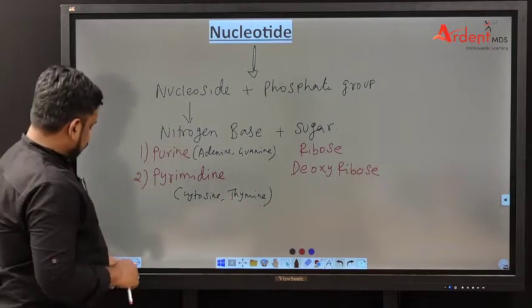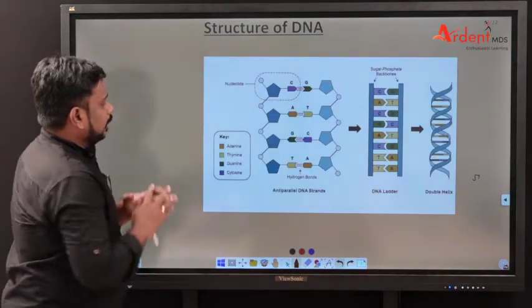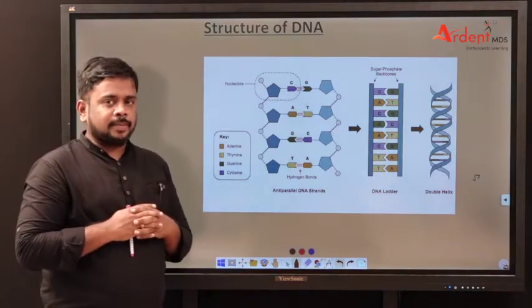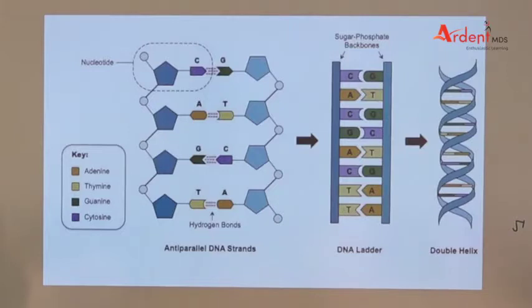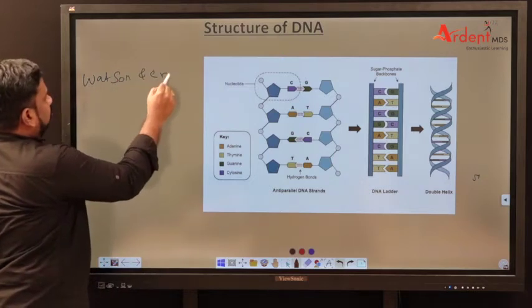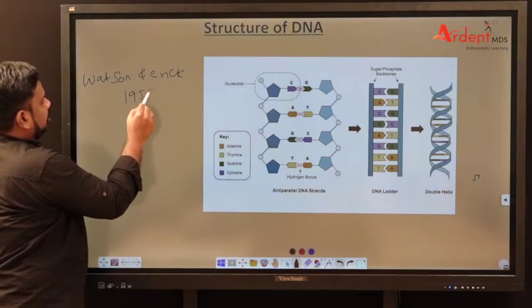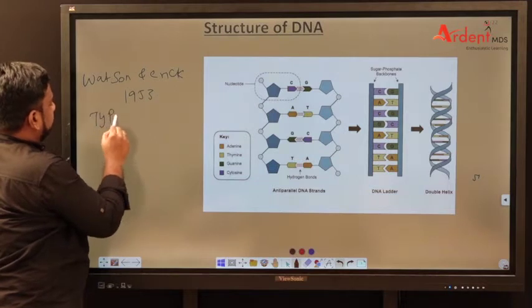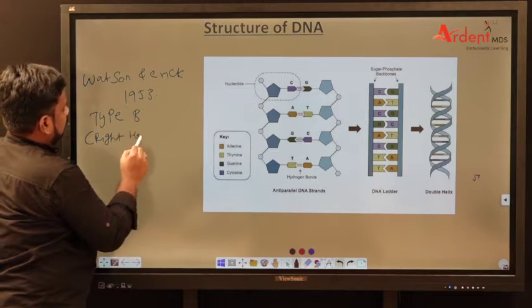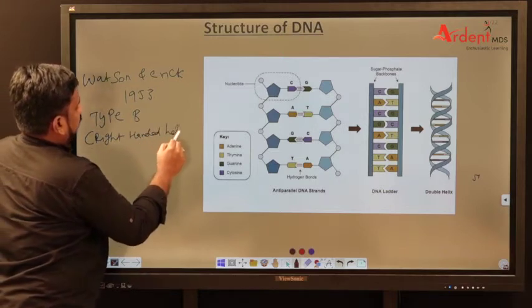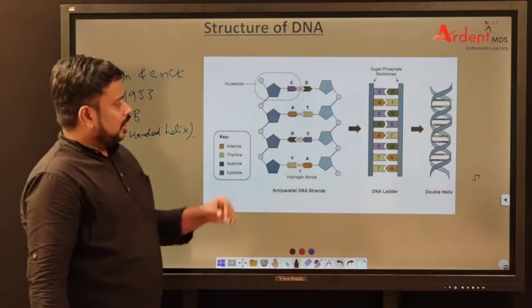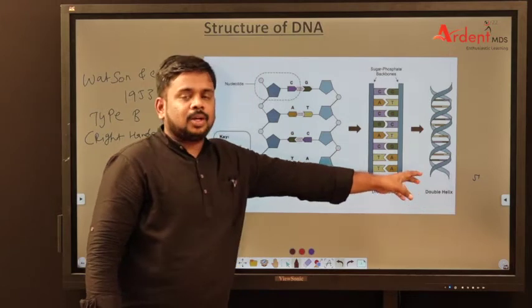Now all together, this is how the nucleotide that makes the DNA looks. This is the structure of DNA, a model given by Watson and Crick in the year 1953. Specifically, this is a model called the B model, also called a right-handed helix. Now, seeing the structure of the DNA, DNA is a double helix structure, as you all know very well.